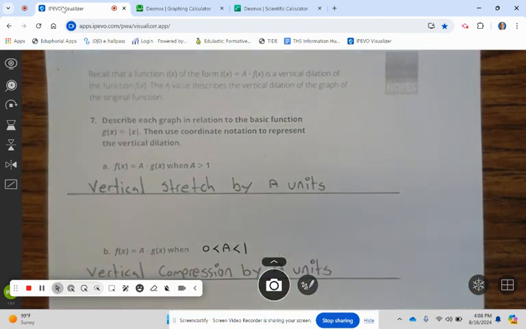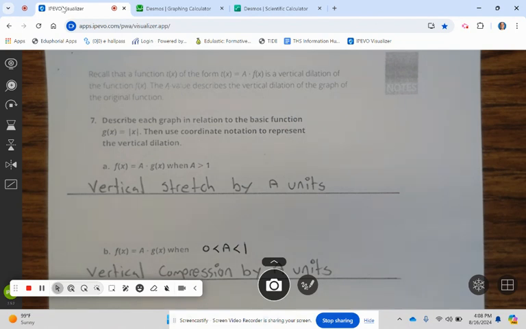Recall that the function t of x with the form t of x equals a times f of x is a vertical dilation of the function f of x. The a value describes a vertical dilation of the graph of the original function. Describe each graph in relation to the basic function g of x equals absolute value of x. Then use coordinate notation to represent the vertical dilation.